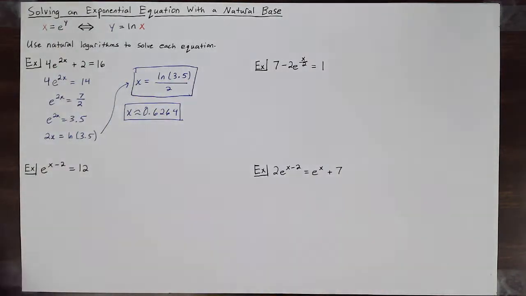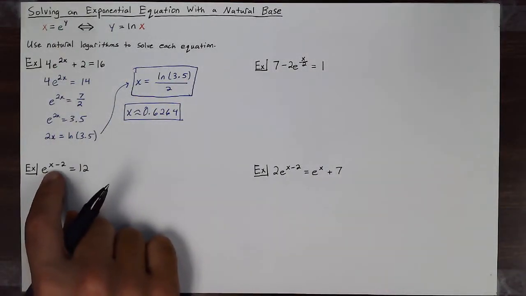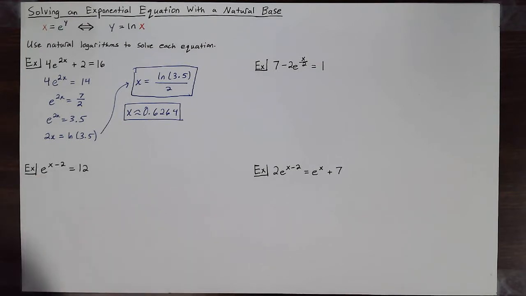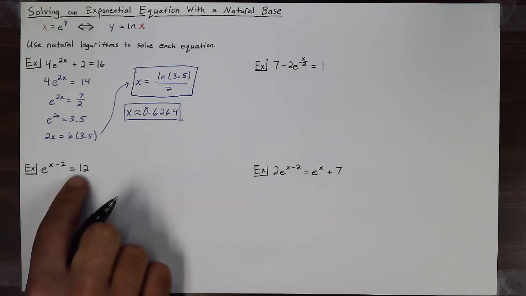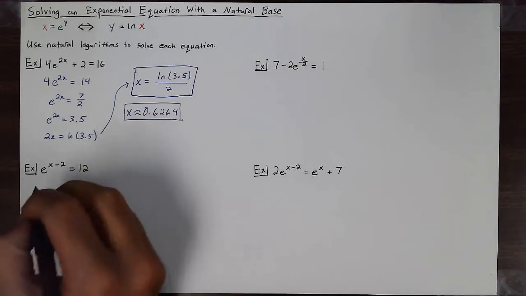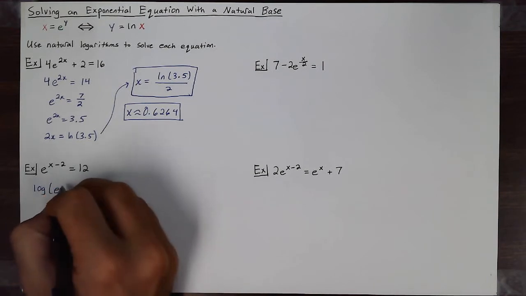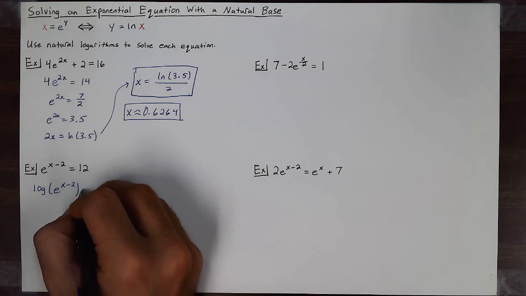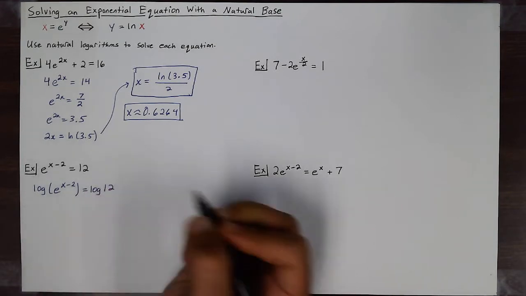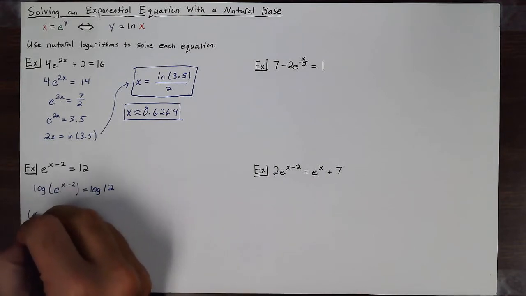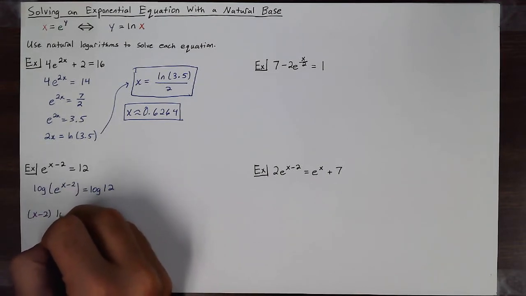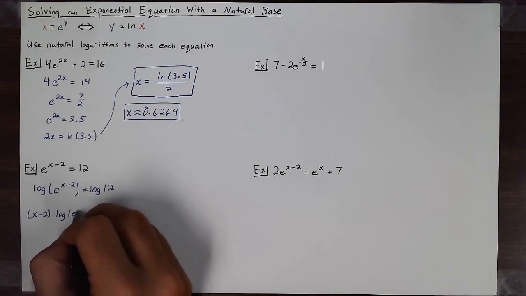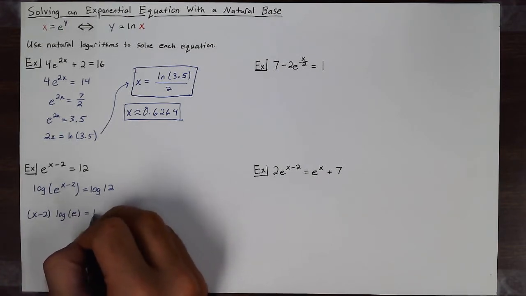So next we have e to the x minus 2. Now in a previous lesson, we did learn how to solve these with just a logarithm, which is still a possible way to solve these. You could just take the log of each side and get log of e to the x minus 2 is equal to log of 12. And then move the exponent out in front. So we get x minus 2 log e is equal to log 12.